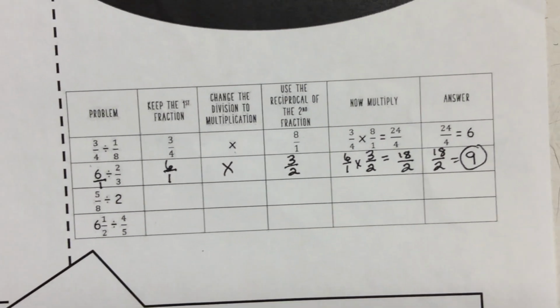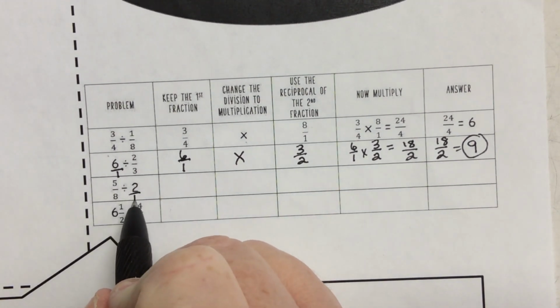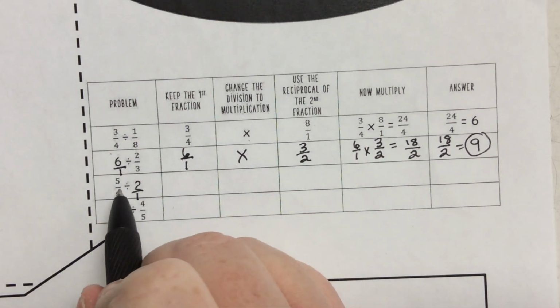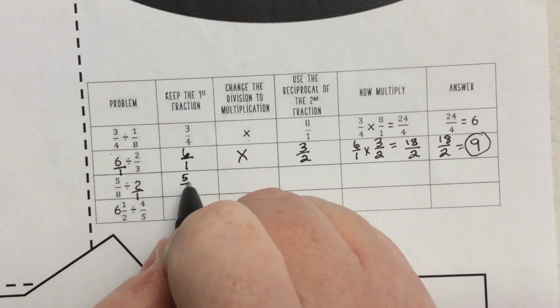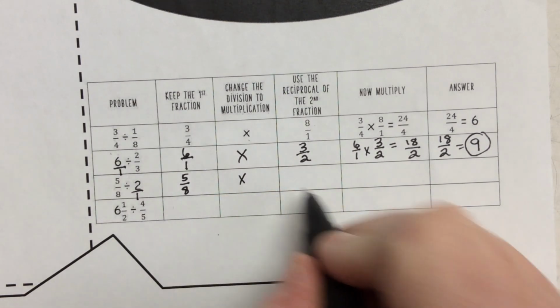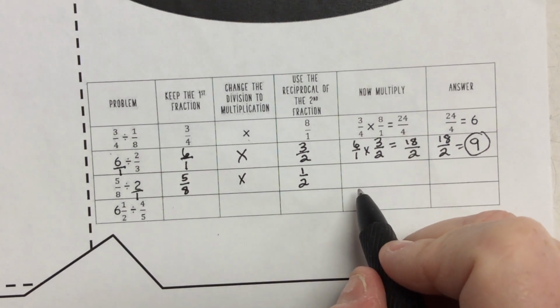That's what that means. Okay, this next one here, 5/8 divided by 2. Well, first thing is I need to make that a fraction. Put it over 1. All right, so keep the first fraction, 5/8. Change it to multiplication. Flip the second one, 1/2. So now I have a multiplication problem.